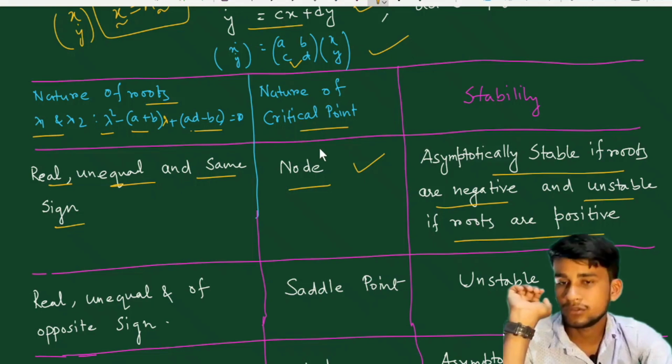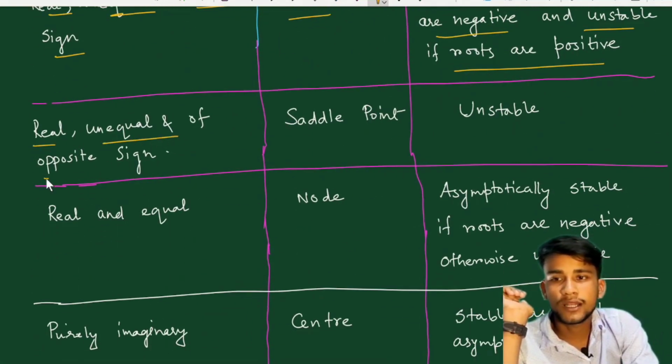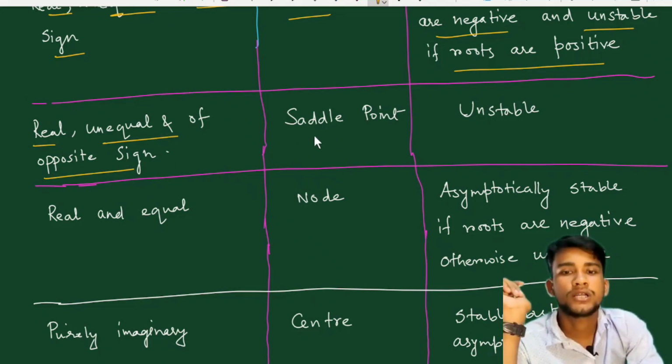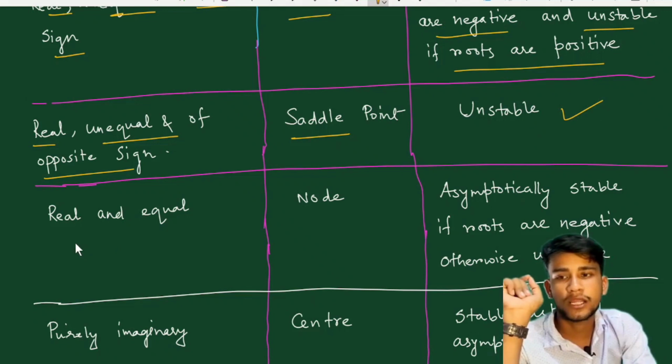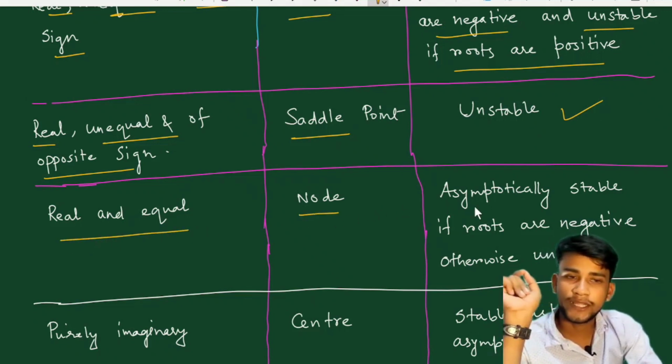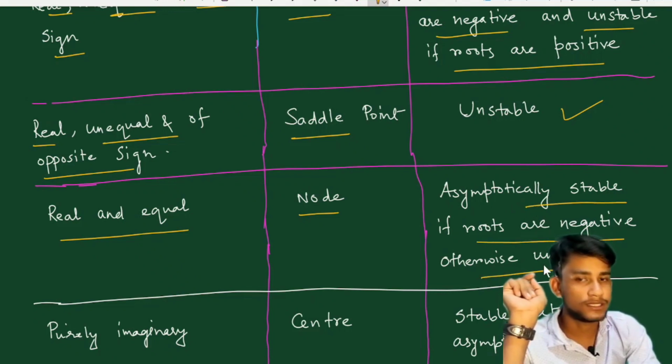Okay, clear? There is no confusion, I think. Now if we get real, unequal and opposite sign roots, then the critical point is a saddle point, which is unstable. And if we get real and unequal roots of the same sign, then we get a node again, and this is asymptotically stable if the roots are negative, otherwise unstable.